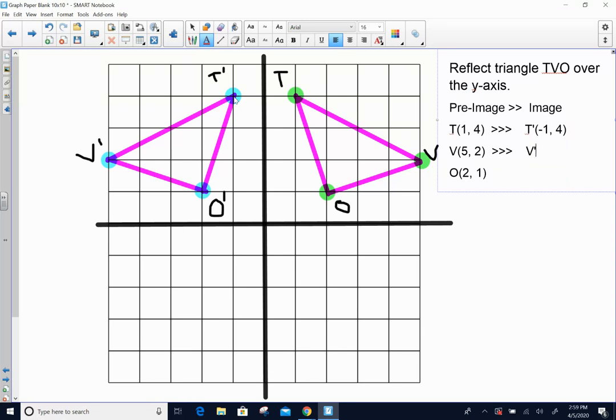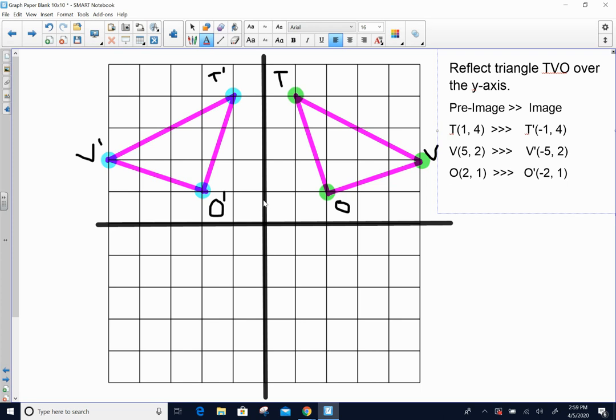V prime, we're going to do the same thing. Let's look at this ordered pair. I went to the left 1, 2, 3, 4, 5, so -5 because it was left. It was still up 1, 2. And then finally I have O prime. I went to the left 1, 2, so that's a -2. And my y value, I went up 1, +1.